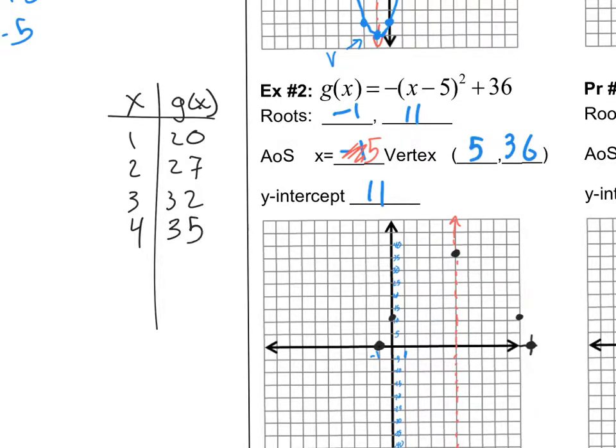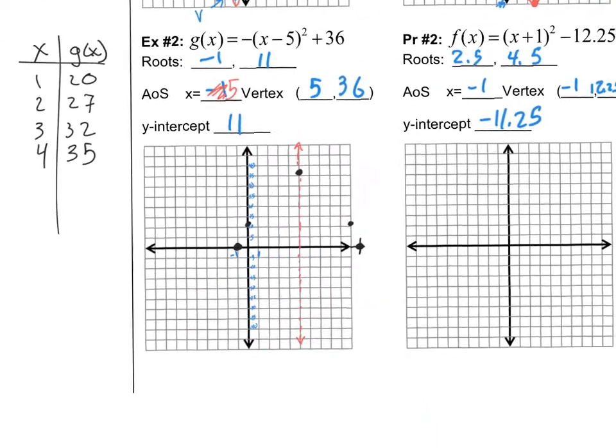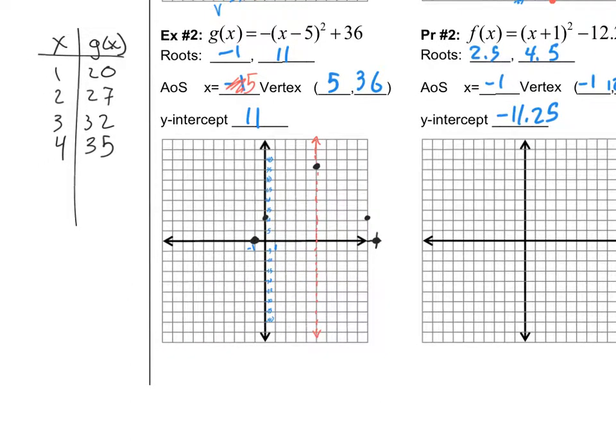We can use this information to help fill in our graph a little bit better, right? So 1 is at 20. Well, hey, I know where that is. That's right here. And 2 is at 27, so that's pretty close to about right here. 3 is at 32. It's right about here. And then 4 is right at 35.